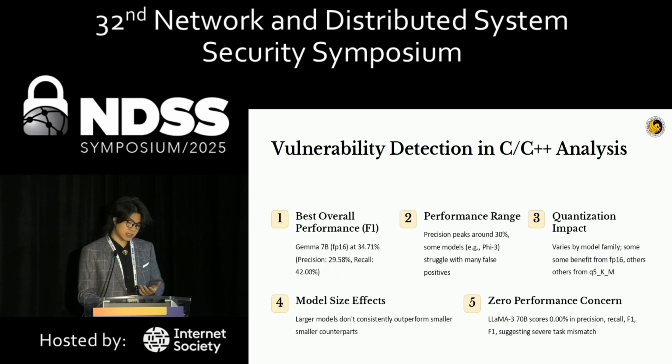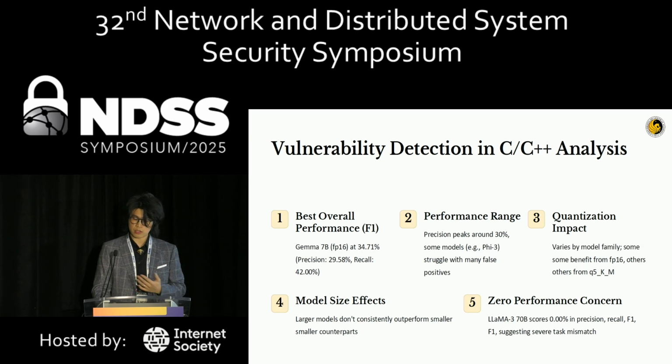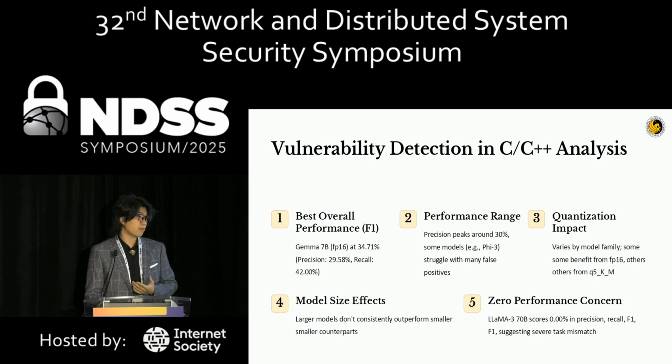For the analysis, this experiment shows that the quantization gains depend heavily on model family. Gemma performs better in FP16, while CodeGemma prefers the Q5KM quantization. Larger architectures often underperform smaller ones, with the LLaMA-3 70B variant even failing to detect any vulnerabilities. Mistral's newer models also lag behind their predecessor. All of this suggests that neither bigger nor more advanced models automatically mean better.